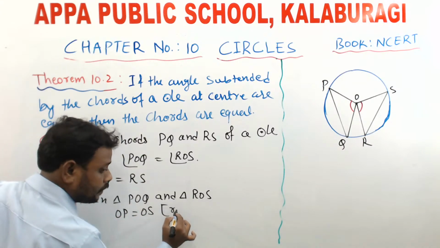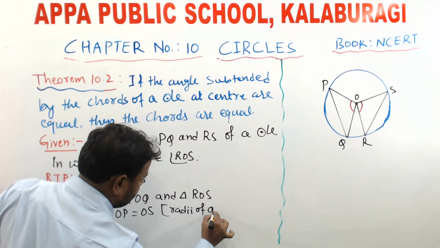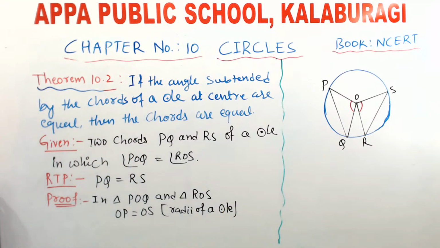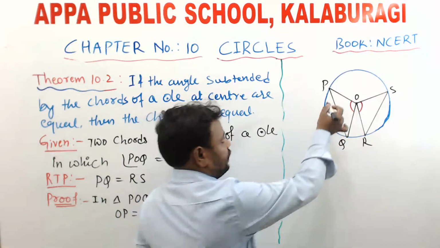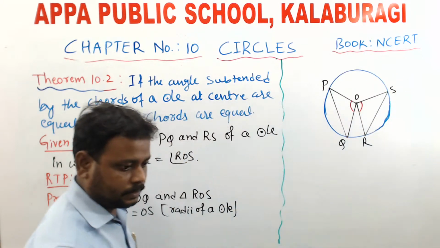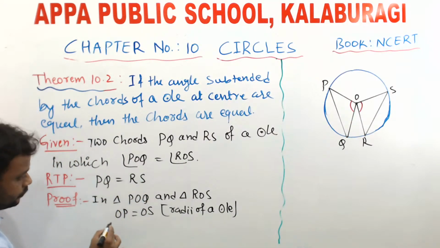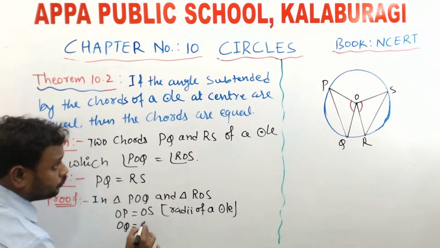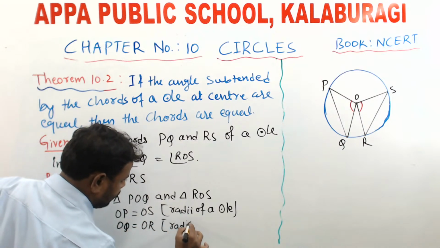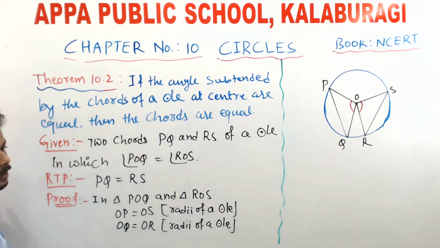We can write it: radii of a circle. Radii of the same circle are equal in measure. If this is 5 centimeter, this must also measure 5 centimeter. Radii of the same circle. Listen, the next one: OQ is equal to OR. That is also radii of a circle.